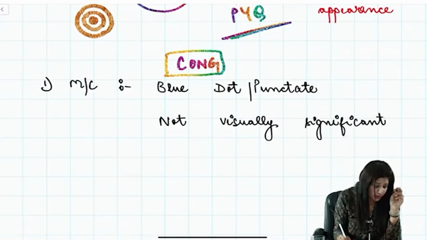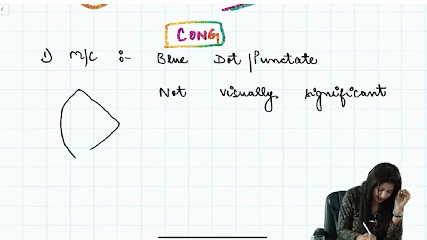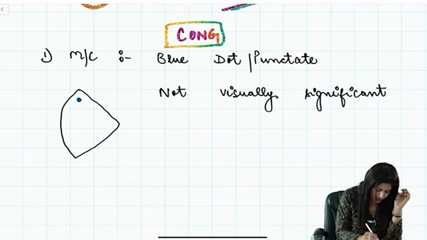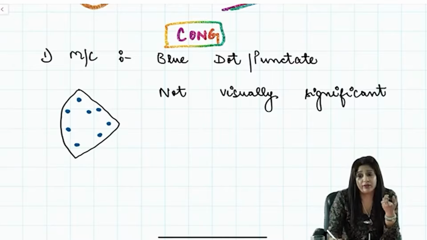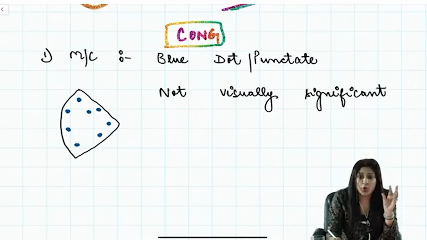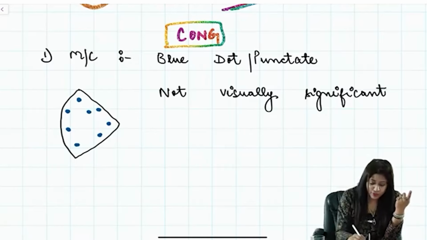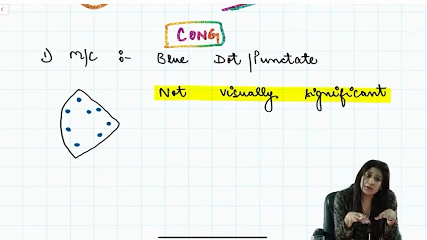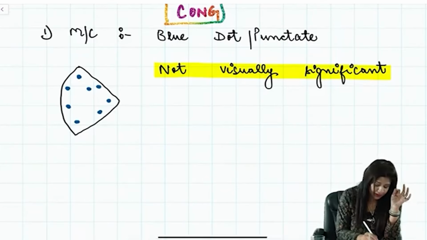Therefore not visually significant. So if I draw a rough image of this, this is the lens, and here you are getting this blue dot like opacity, therefore it is called blue dot cataract. Dot dot, what does punctate mean, dot dot. So it is dot dot like cataract, powdery cataract, blue dot cataract, and because it is most common, it is not visually significant. So if they ask you most common, then this is the answer. But if they ask you most visually significant, then this will not be the answer. Then the answer will be different.